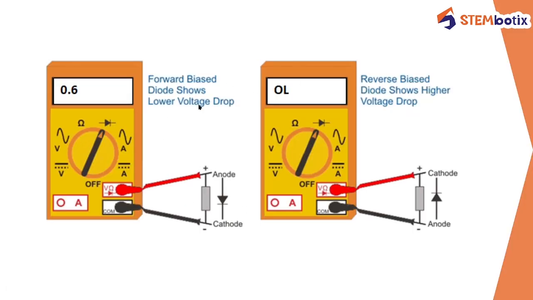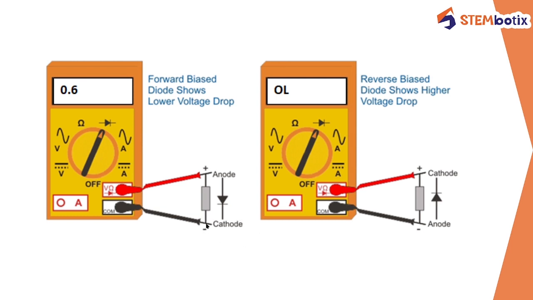So this is how you can connect. Whenever you want to check your LEDs with a digital multimeter, what you will have to do is take your LED. Now LED is your light emitting diode, and in that, the longer leg of your LED would be your anode, and the shorter leg would be your cathode.